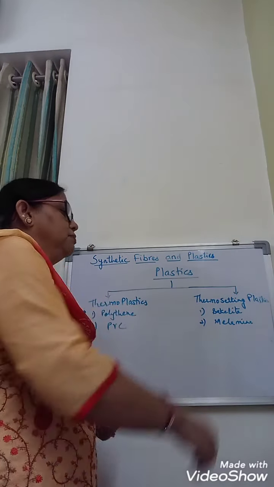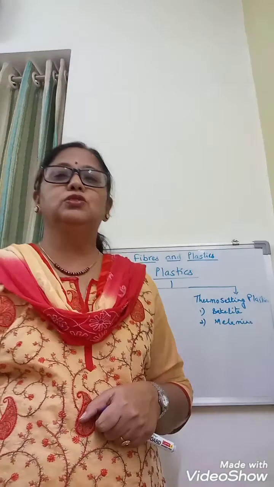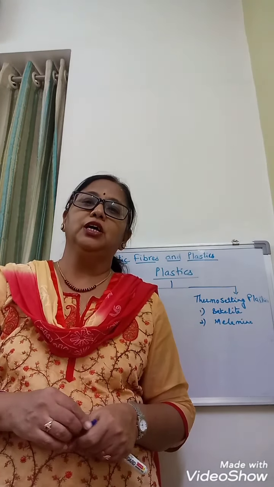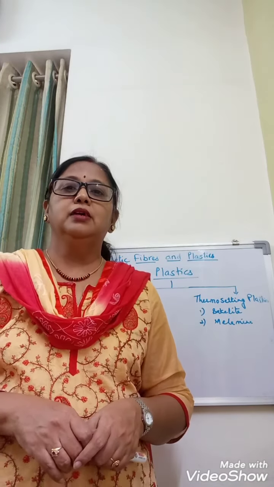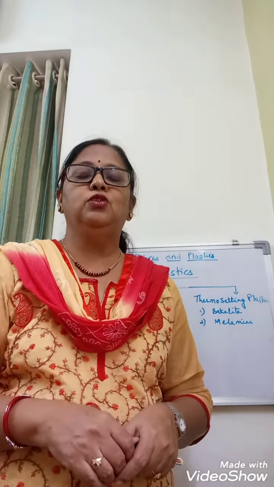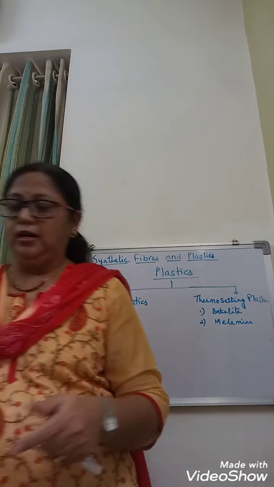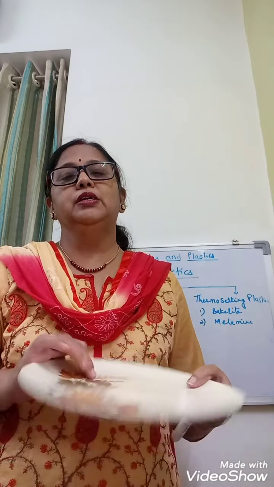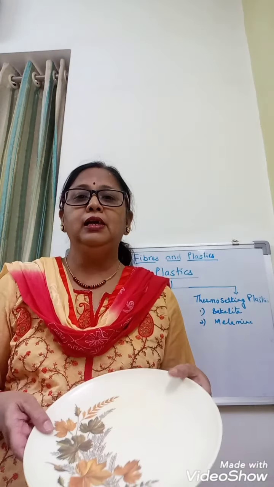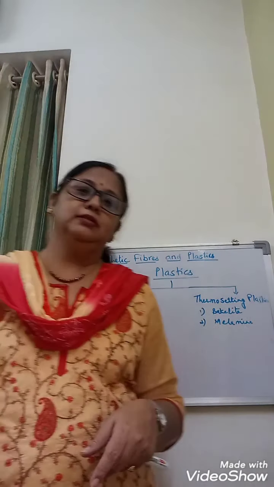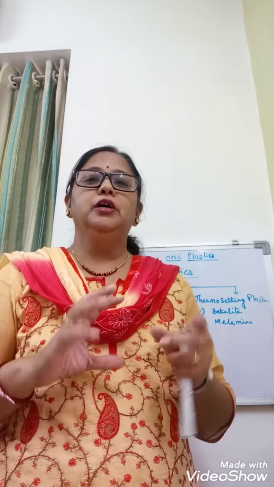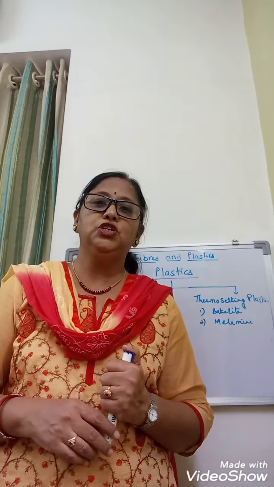Then we have melamine. Melamine is also a type of thermosetting plastic. The melamine, it is used very commonly in our homes. For example, this is a melamine dish. This is used as a kitchenware, or you can say crockery. It is very durable and it is heat resistant. Once you have given it a shape, you cannot remold it into a different shape.